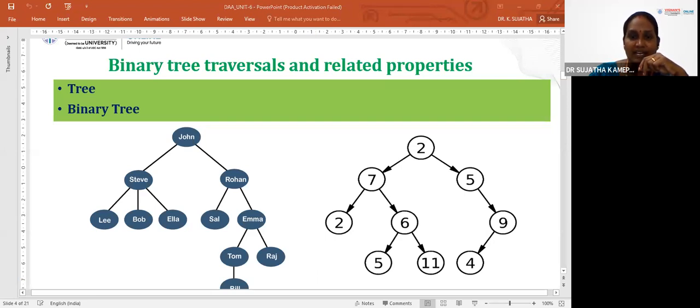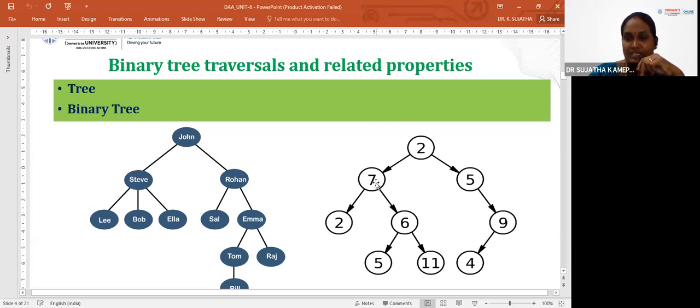Coming to the binary tree. Binary trees are hierarchical data structures composed of nodes, where each node has at most two children, typically referred to as the left child and right child. So, a binary tree has at most two children. Here you can see an example of a binary tree.